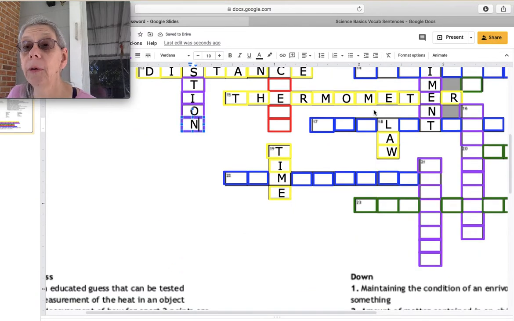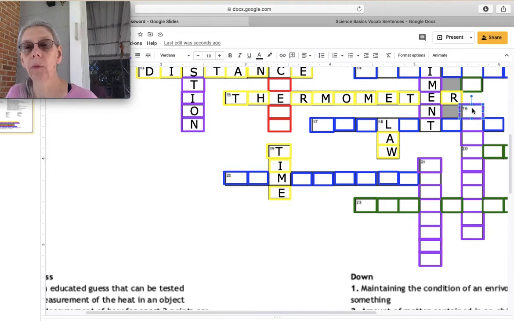All right, a couple more purple words. 16 down, interpretation of data from an experiment. What did you find? Did you support your hypothesis or not? That's what we're talking about here. This is your conclusion.